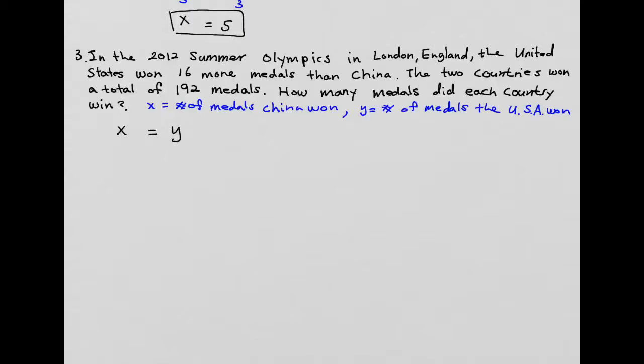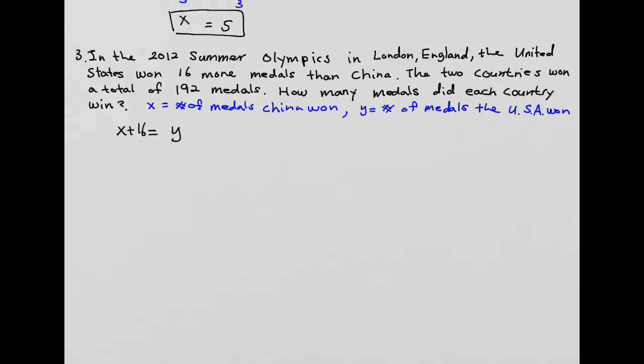And the statement says that the US won 16 more medals. So the US, which is y, has 16 more medals than China. So if we wanted to make this equal, we have to add 16 more medals to China to make it equal to the United States medal number. So you're going to add 16 to the Chinese medals to make it equal to the United States medals, because the United States has 16 more medals, right? So this is one equation.